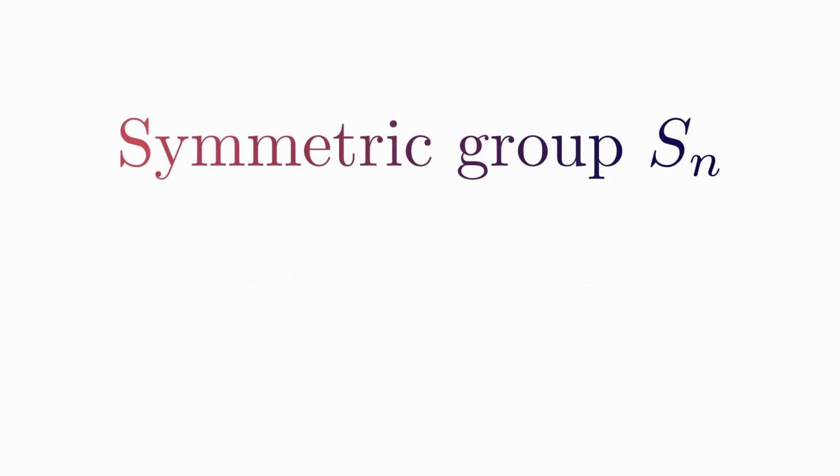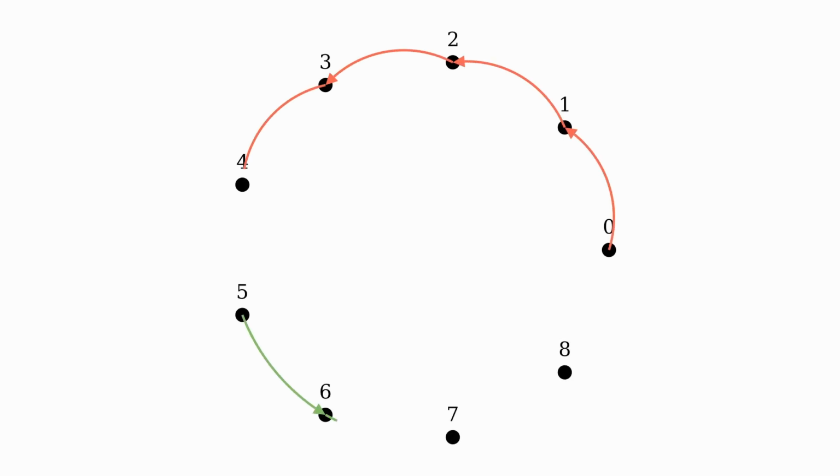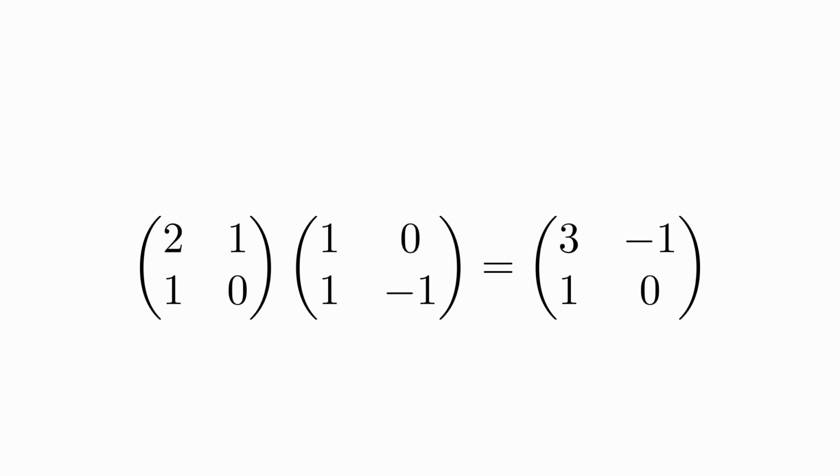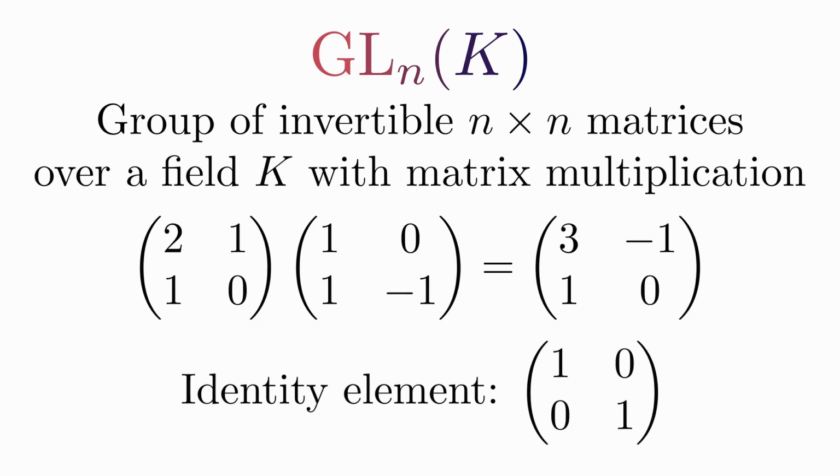Another example of a group is the symmetric group. Here, the elements are permutations of n elements. For instance, this is a permutation of 9 elements. We can always decompose a permutation in cycles. Another operation which allows us to form a group is matrix multiplication. Here, the set of invertible n times n matrices with entries in some field form a group. The identity element is the matrix with 1s on the diagonal and 0s elsewhere.